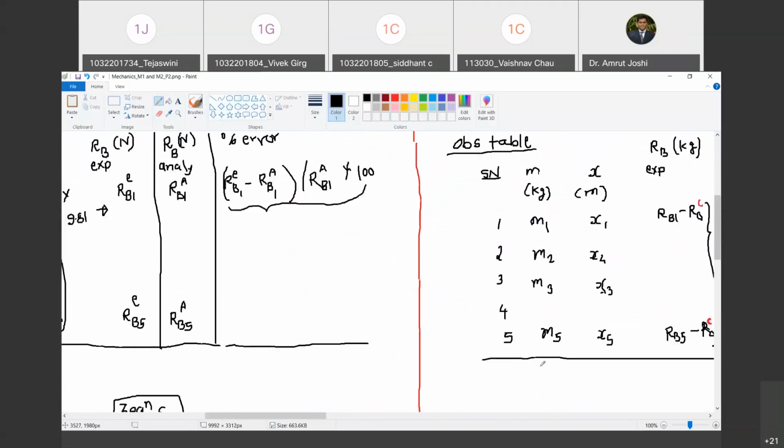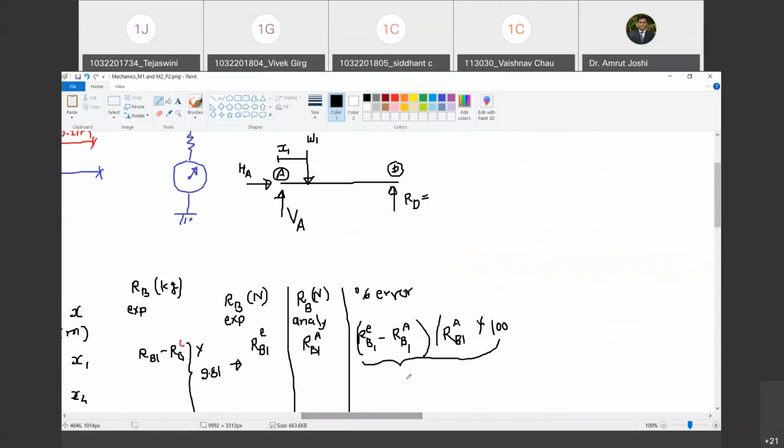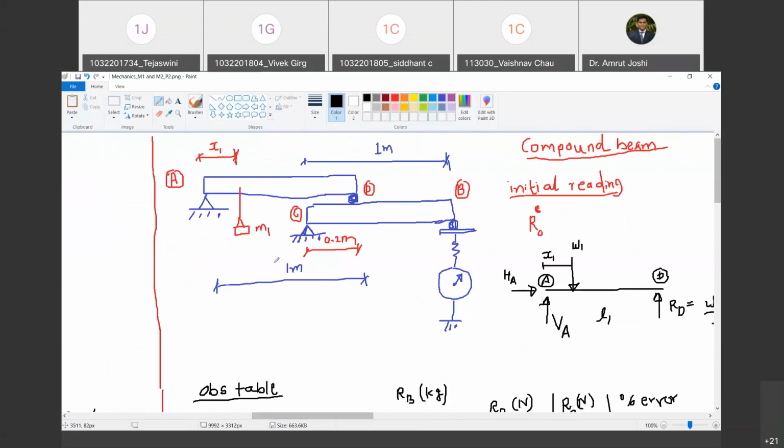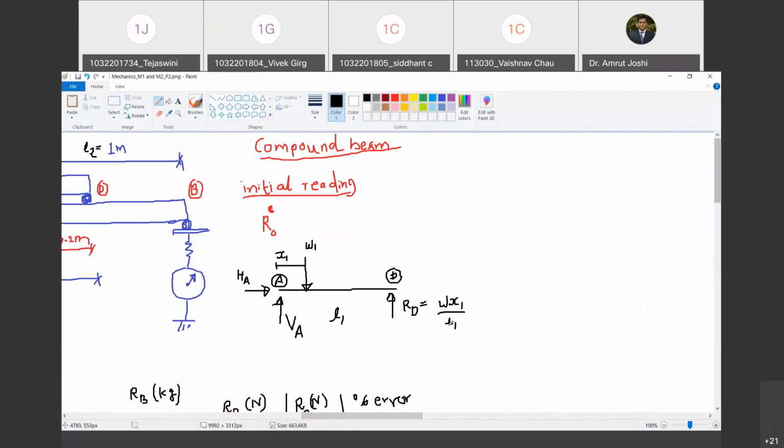Happy? Yes, sir. So can I write it as WX1 upon, now instead of L, I will write it as L1. The first span is L1. Happy? Yes, sir. So this is L1 and this is L2. Here in this particular case, L1 is equal to L2, but it is not necessary. Are you with me? Yes, sir. So this will be equal to WX1 upon L1. I hope you have understood how we have derived this. Happy? Yes, sir.